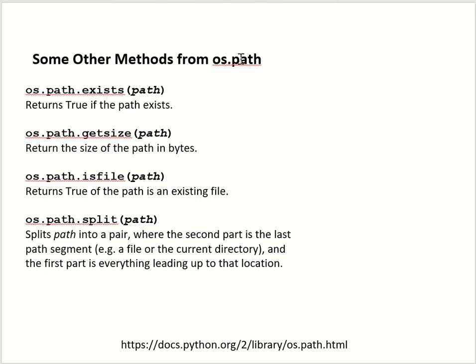Other methods from the os.path are the exists method. It takes one parameter, the path. It returns true if the path exists, false if it doesn't. So this might be a good way to check if the file that you're looking for, if you want to read from it or make changes to it, really does exist in the place you're looking for.